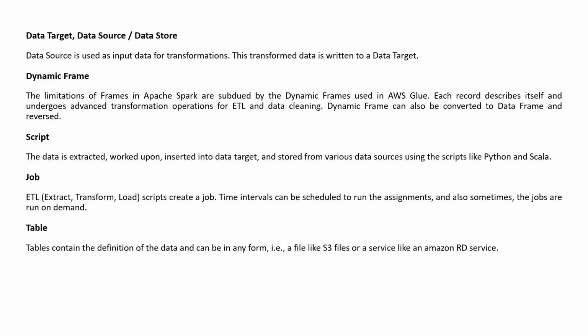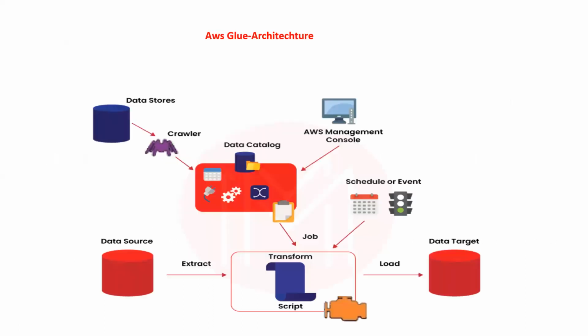And what is a script? A script is where data is extracted, worked upon, inserted into a data target, and stored from various data sources using scripts, like Python or Scala, that Glue jobs create. Next is a job, which is mainly an ETL, extract, transform, load script, that will create a job. Time intervals can be scheduled for the job to run those assignments, and sometimes jobs are run on demand. Tables contain the definition of data, and it can be in any form, a file maybe, mostly S3 files or a service like Amazon Redshift.